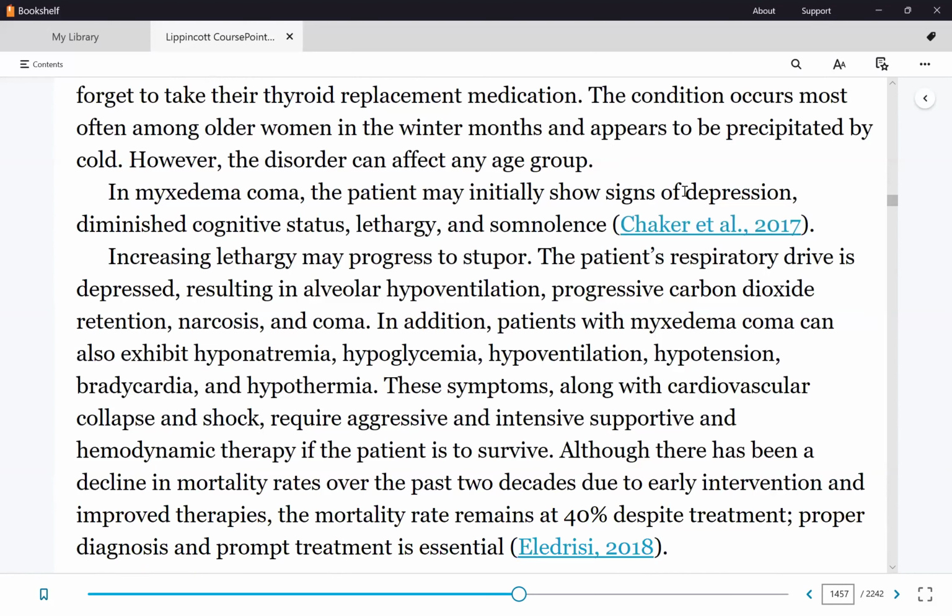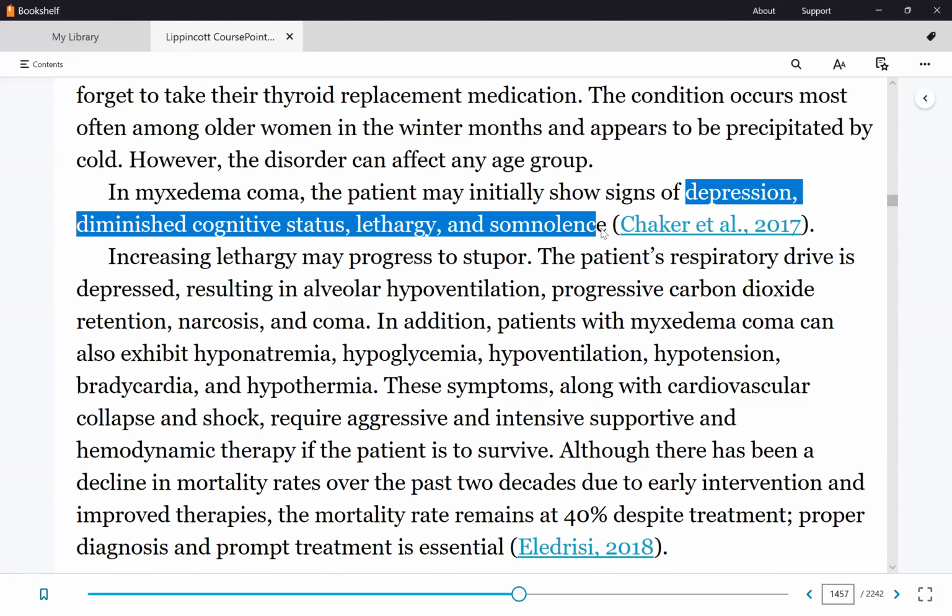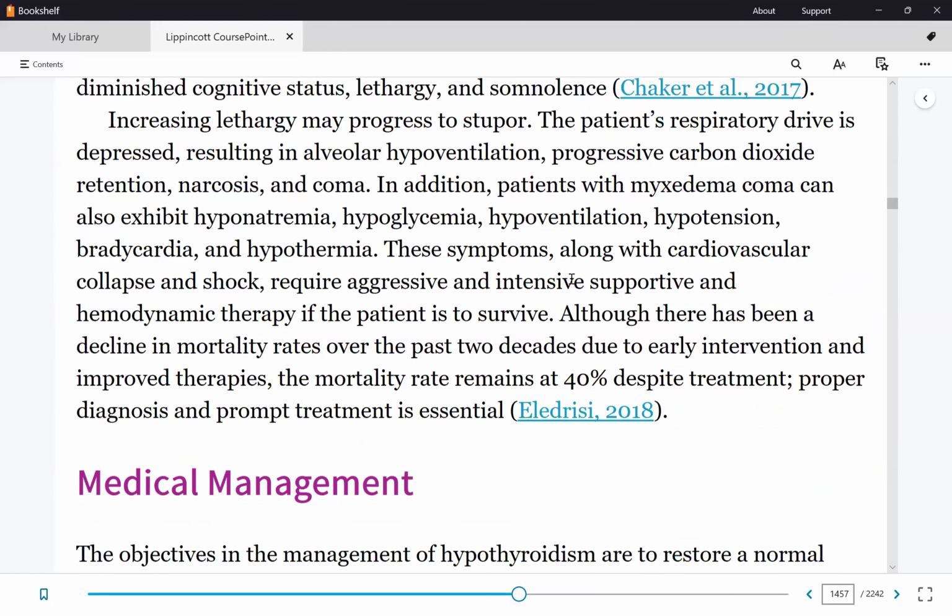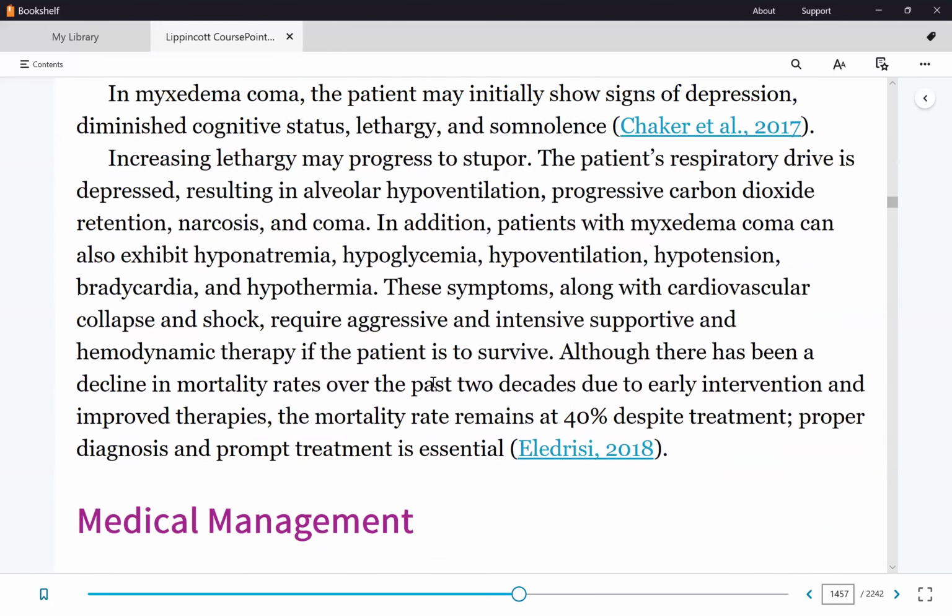So mentally, they will have depression. Yeah, like I said earlier, the IQ literally will drop. And the rest of the symptoms are here.